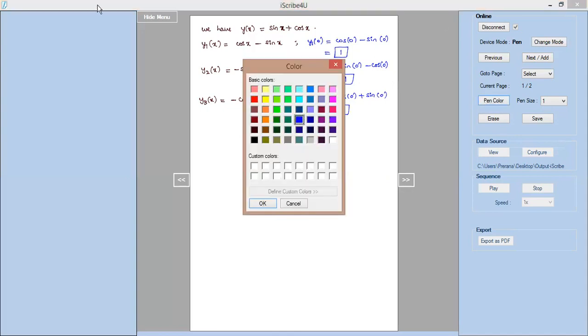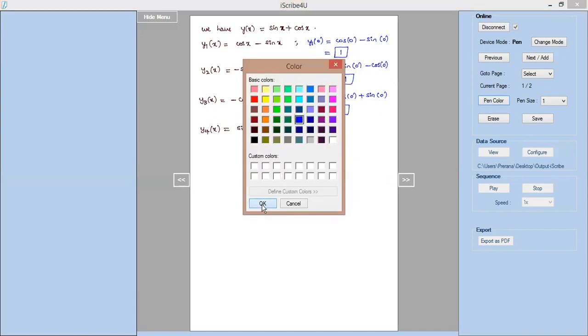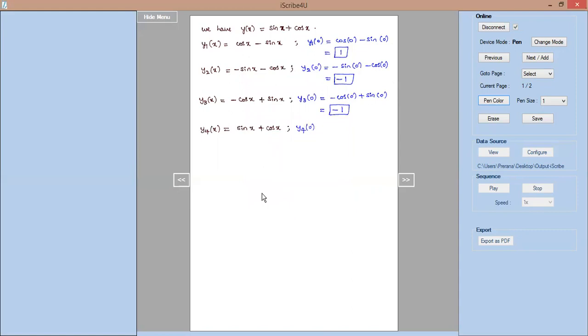Next, in the last differentiation, we will obtain y4 of x. Differentiation of y3 of x gives us y4 of x. Differentiation of cos x is minus sin x. There's already a minus sign, so minus of minus becomes plus. And differentiation of sin x is cos x. So we'll now find y4 of 0, y4 at the point 0 for the Maclaurin series expansion. So sin 0 plus cos 0. Cos 0 is 1, sin 0 is 0. So at this stage, the answer is 1.